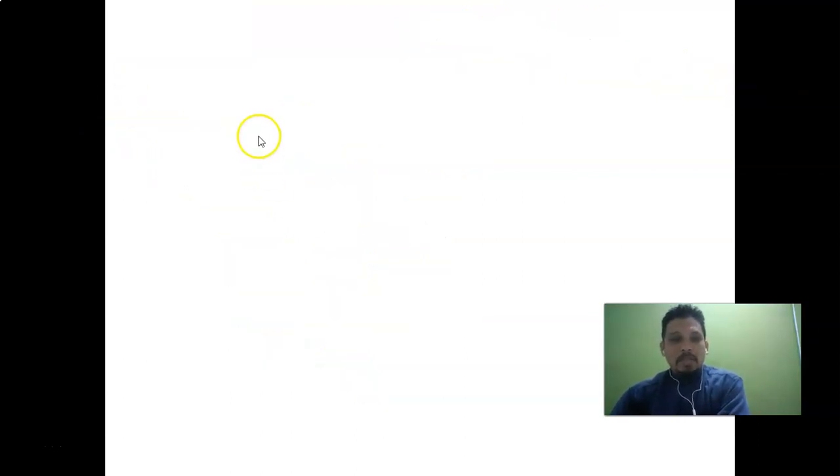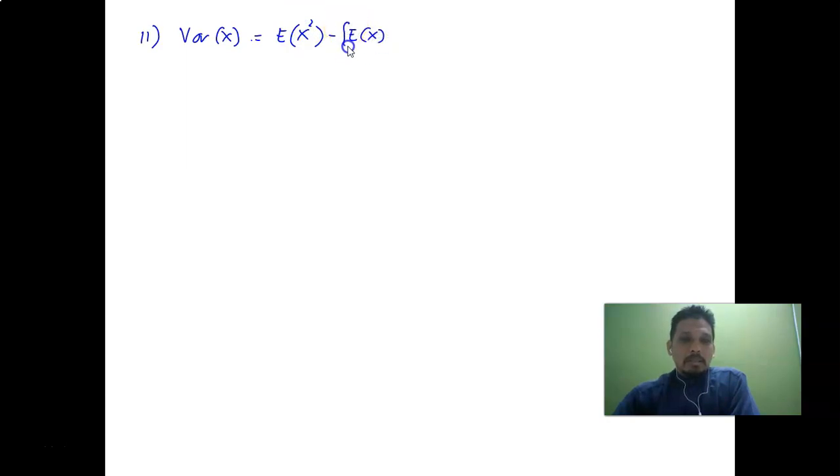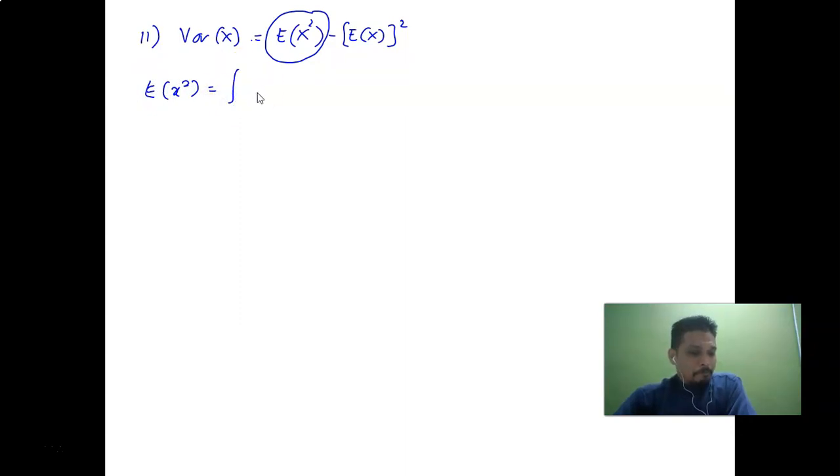Okay, next one. For question part 2, variance of x. So before we find the variance of x, we need to find E of x squared minus E of x in bracket squared. So this is the thing that we need to find out before we can find the variance of x. So now again, E of x squared equal to the integral from -1 until 0 of x squared multiplied by 1 over 5, plus from 0 until 1 of x squared multiplied with the function f of x, 1 over 5 plus 6 over 5 x, dx.